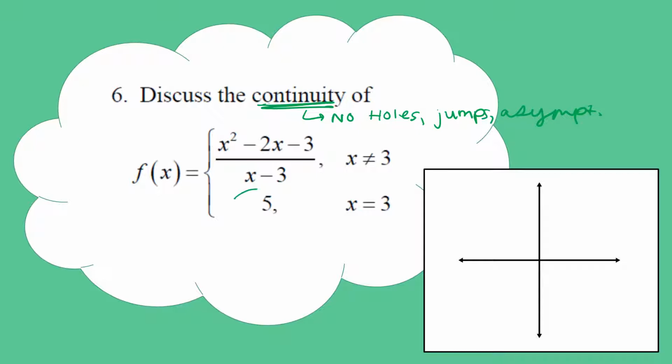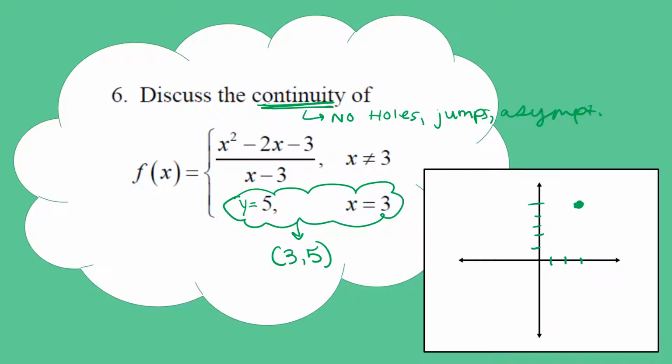First, let's start with this bottom row. This is saying if x is 3, then y is 5. That's just giving us a coordinate point. We have 3, 5. We can start with that. 1, 2, 3, 4, 5. There you go.